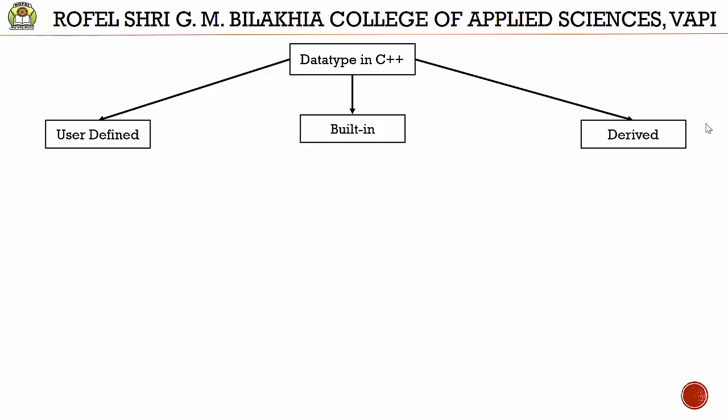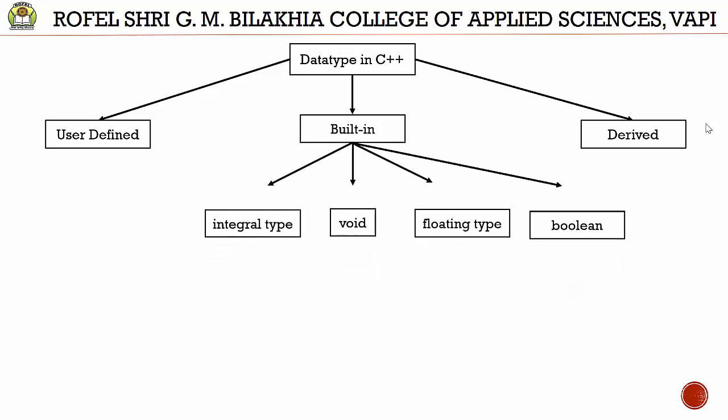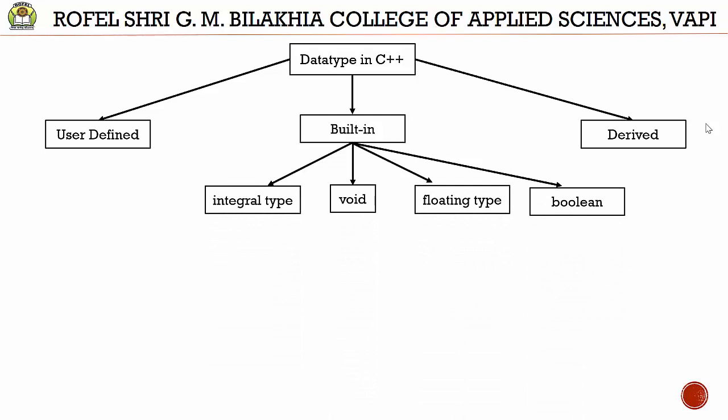Now built-in data type is also divided into four parts. First is integer type, second is void, third is floating point, and fourth is boolean data type. Now what do we mean by integral data type? Integral type can also be divided into two parts: first is integer and second is character. Here the int keyword is used for integer data type. An integer typically requires 4 bytes of memory space, right? That you already learned, right?